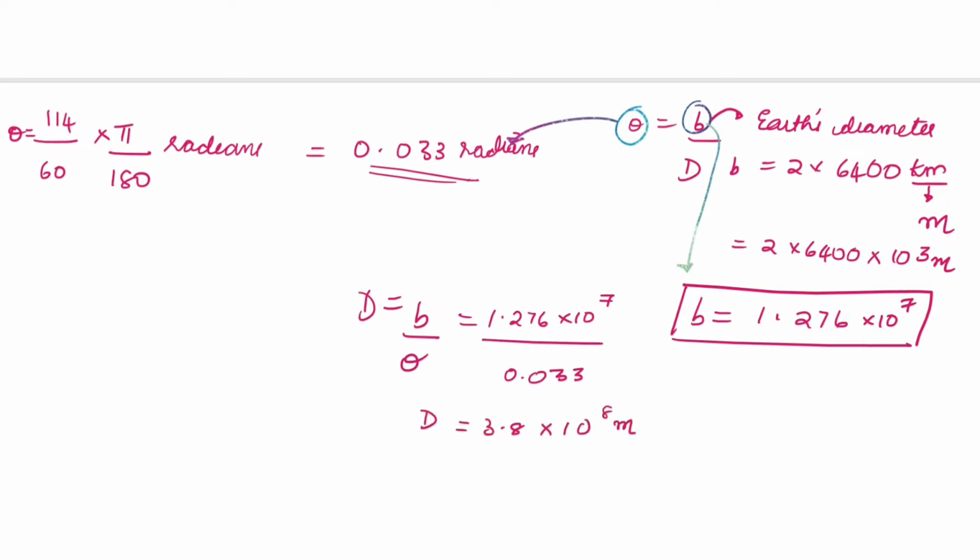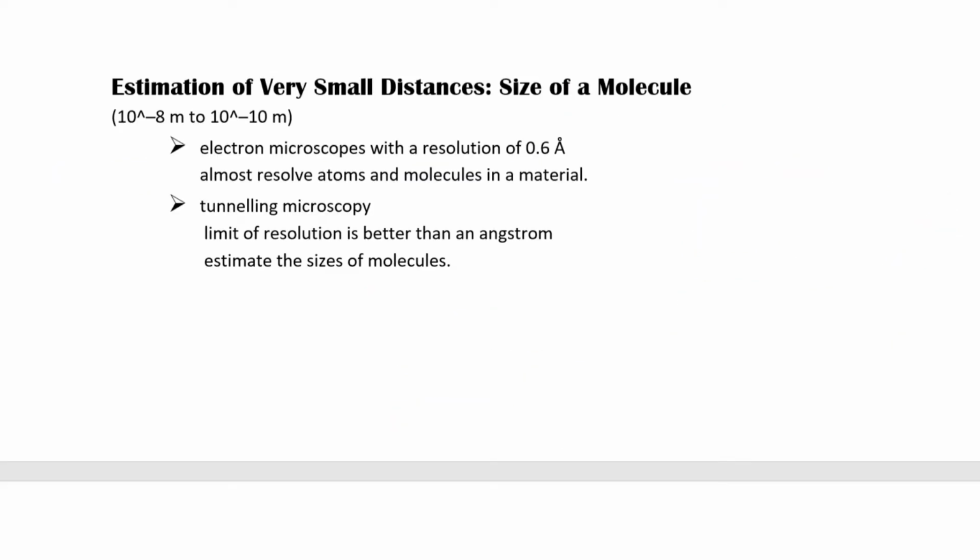Next we move on to estimation of very small distances. Firstly, we have the electron microscope, which has a resolution of 0.6 angstroms. This electron microscope is very useful in resolving atoms and molecules in a material. Now what do we mean by resolve? Resolve means separating into individual molecules. When the atoms are so close to each other, they almost appear like one single atom. So it helps in separating the two atoms so that we can observe them as individual entities.